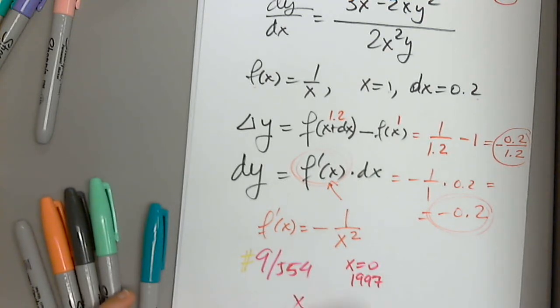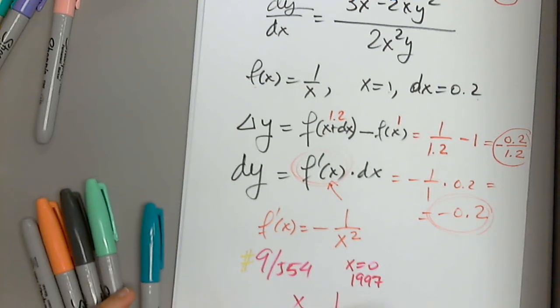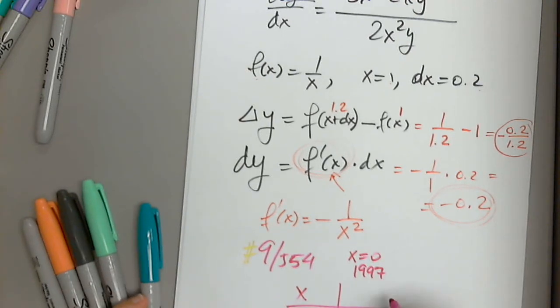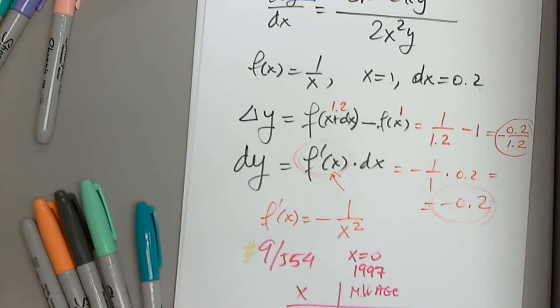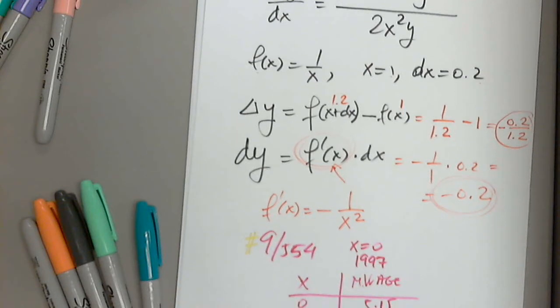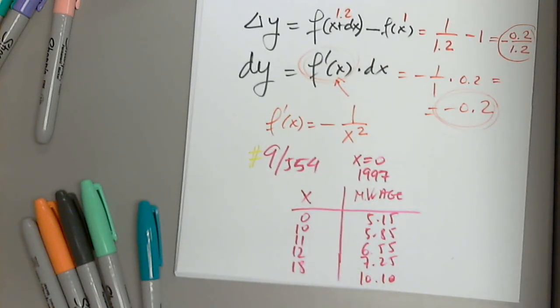And we're given 0, 10, 11, 12, and 18. And correspondingly, minimum hourly wage: 5.15, 5.85, 6.55, 7.25, and 10.10. So we put the information in the calculator. So please go to Stat and Edit, press Enter. Clear if you have anything in there.